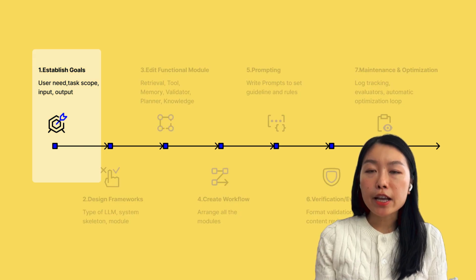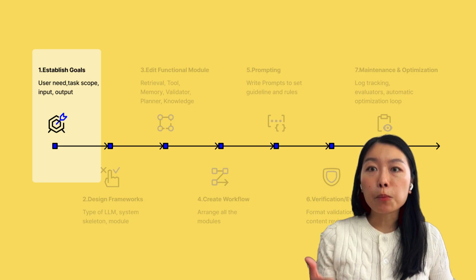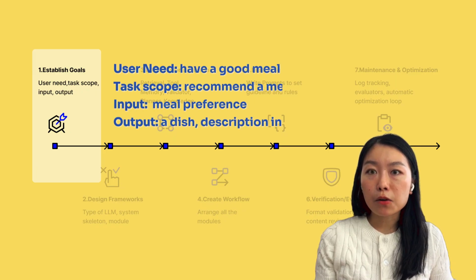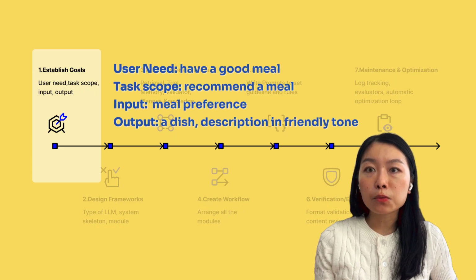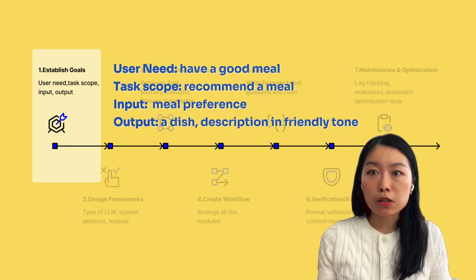Step 1, define the agent's purpose. Ask yourself, what is this agent supposed to do? What will users input? What should the agent output be? For example, in our case, users will input food-related questions, and the agent will return recommendations with friendly tone.